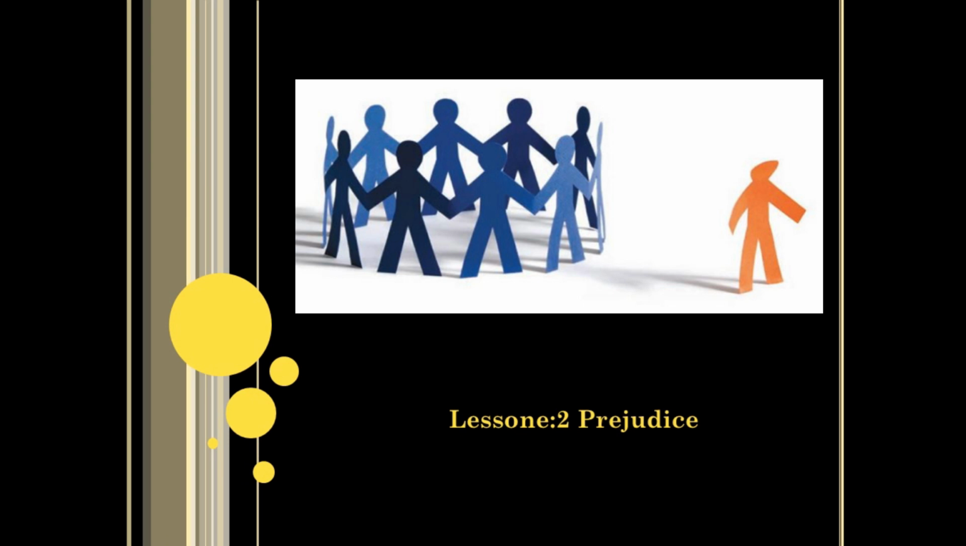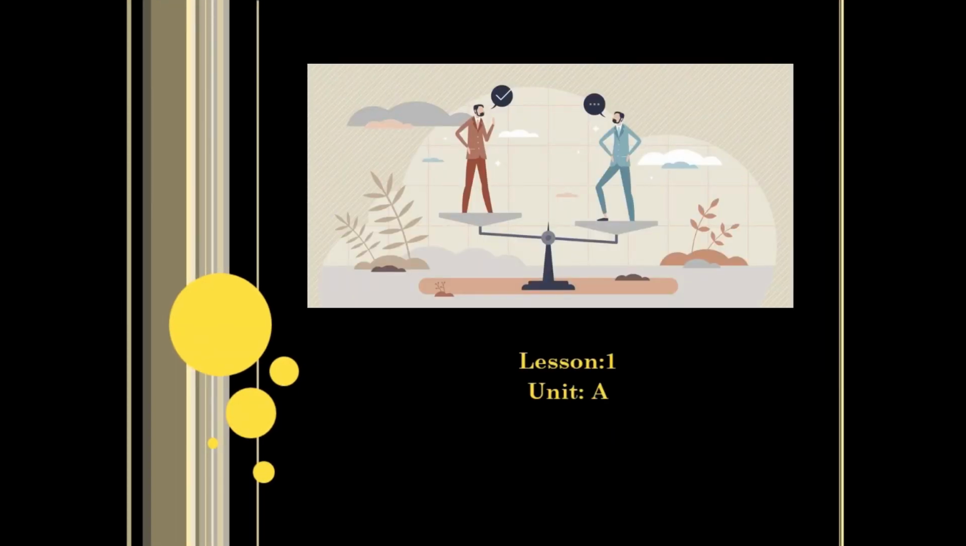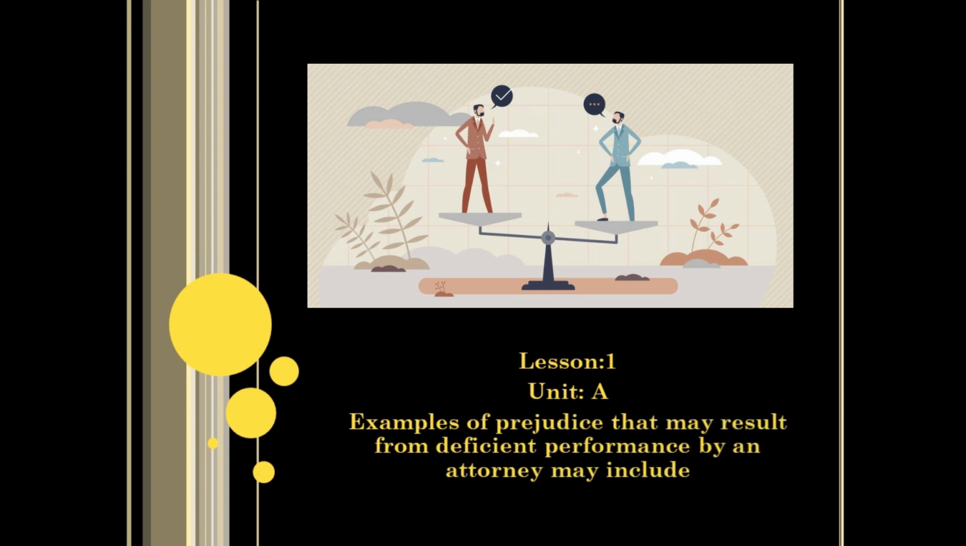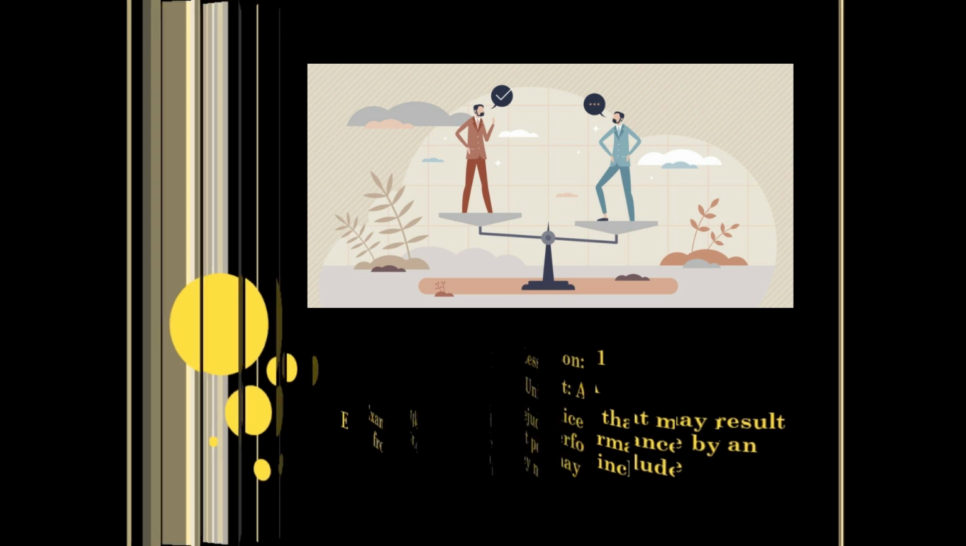Lesson 2. Prejudice. Lesson 1. Unit A. Examples of prejudice that may result from deficient performance by an attorney may include.